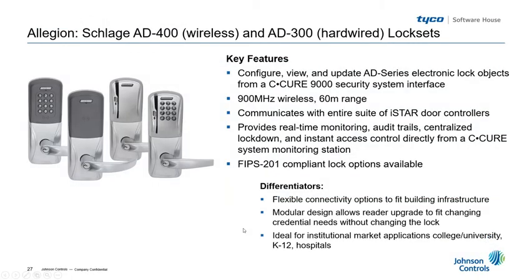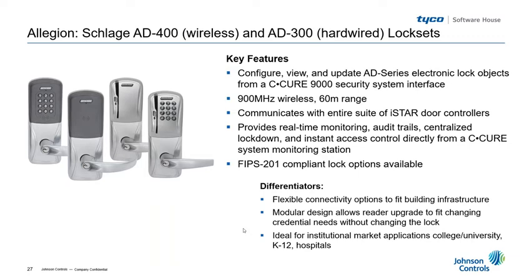So here we have the Allegion Schlage AD series of lock sets. This line of integrated locks consists of wireless locks, which are AD-400s, and hardwired lock sets, which are AD-300s. Some of the key features here: it communicates with the entire suite of iStar door controllers. This lock is perfect for sites such as colleges, so for dorm rooms, elevators, entrance doors, offices, that type of stuff.